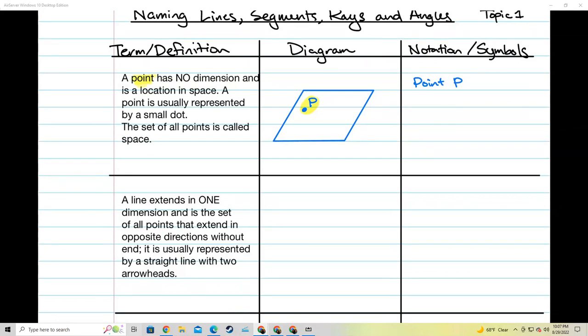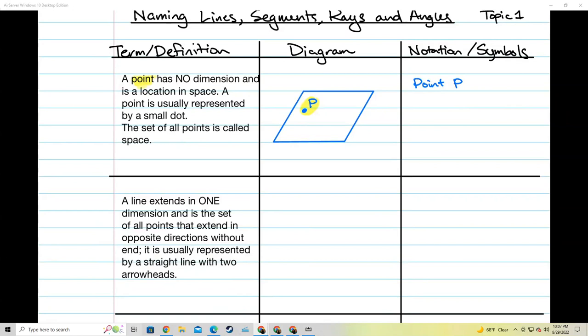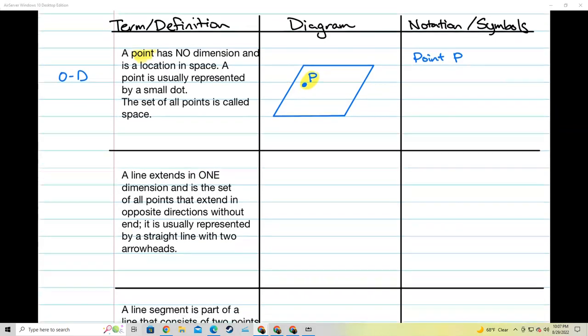A point has no dimension. Okay. So we say that this is 0 dimensional. I'm going to go ahead right here and just label that this is 0D. There is no dimension to a point. Okay. All right, let's take a look at the next one.